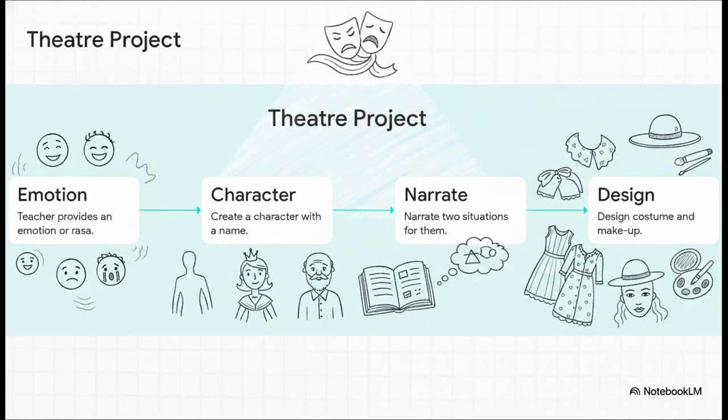In theater, the assessment becomes this deeply imaginative process. It starts with a spark. The teacher provides a single emotion, or rasa. From that, the child has to create a character from scratch, give them a name, and narrate 2 entirely different situations for that character experiencing that emotion. Finally, they design the costume and makeup to match. The evaluation looks at their knowledge of emotions, their spontaneity, and their understanding of how to build a whole world around a feeling.